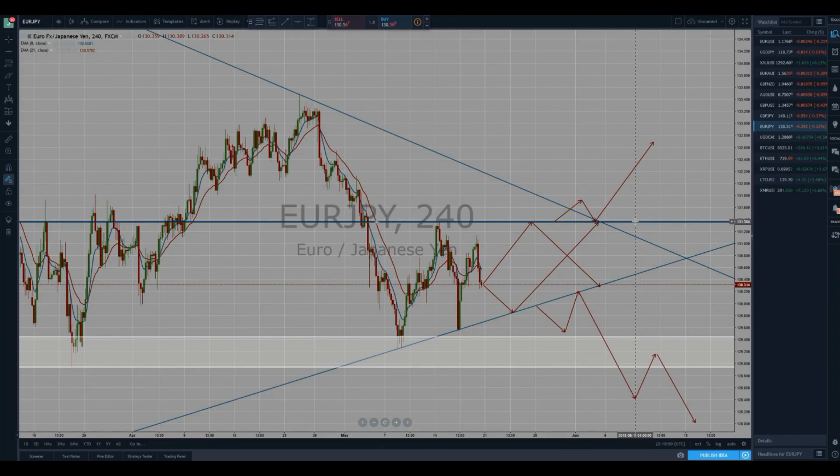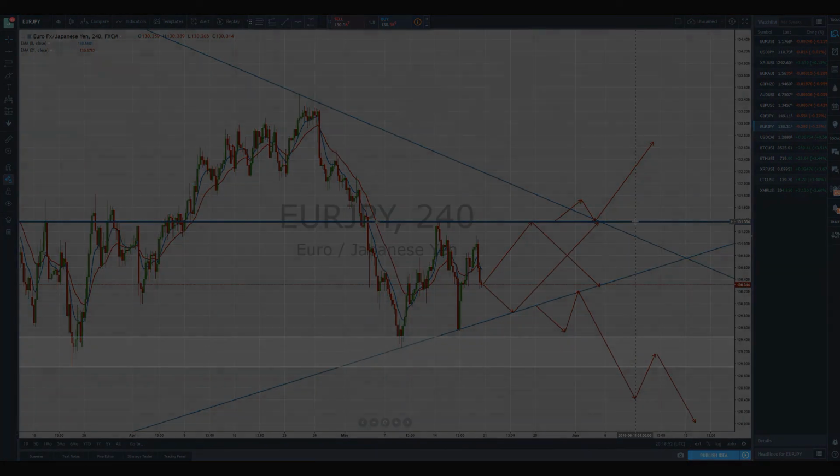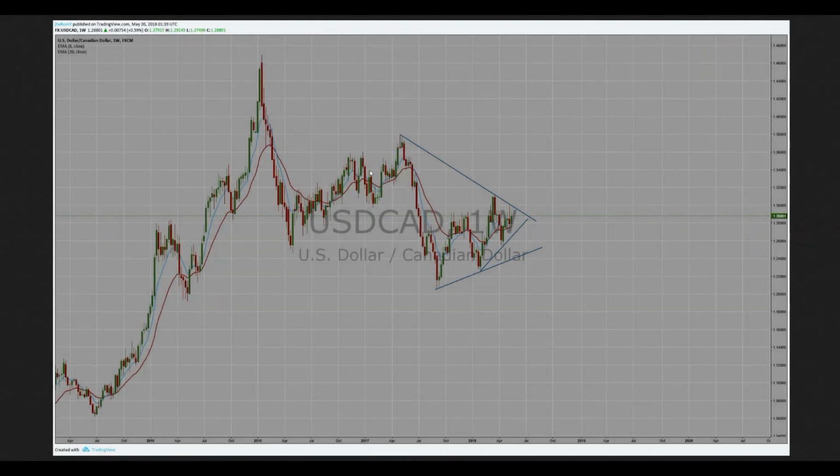Moving on to our final pair, which is going to be UCAD. Last week's candlestick on UCAD did end up bullish engulfing. You can see I have 3 trend lines drawn on the weekly time frame. The top one, the very bottom one, and then one inside of that.